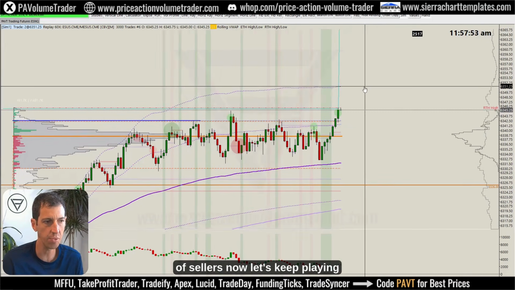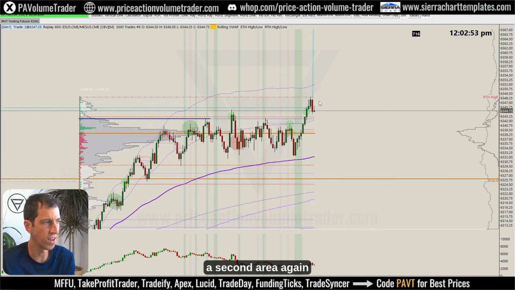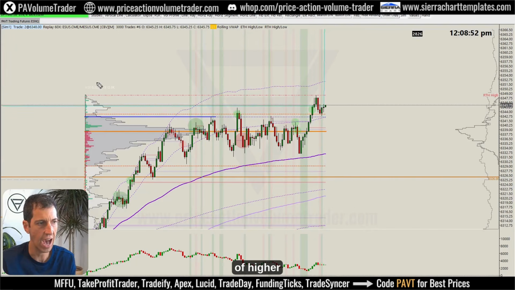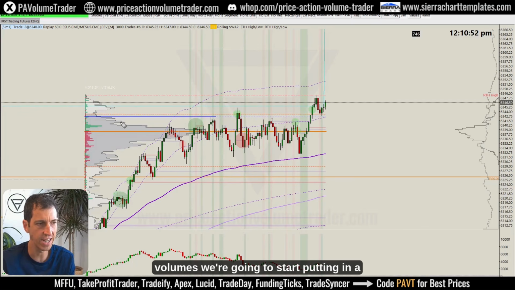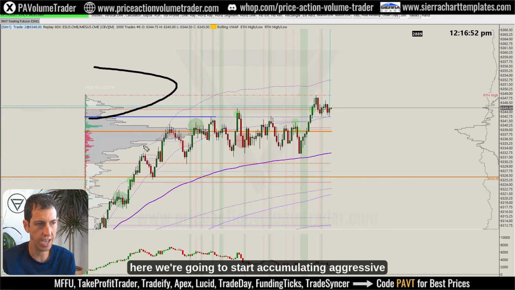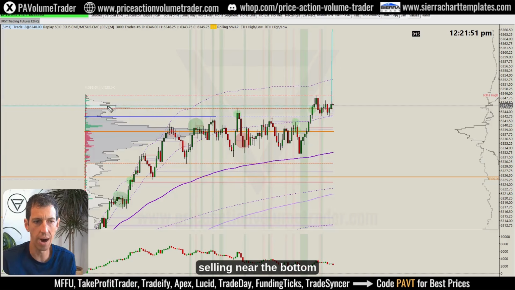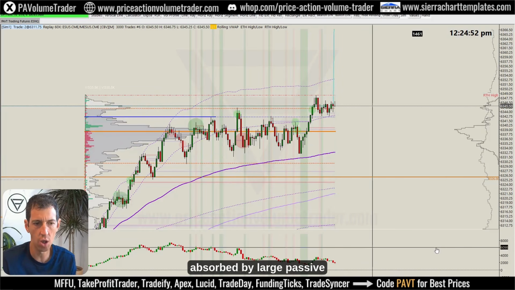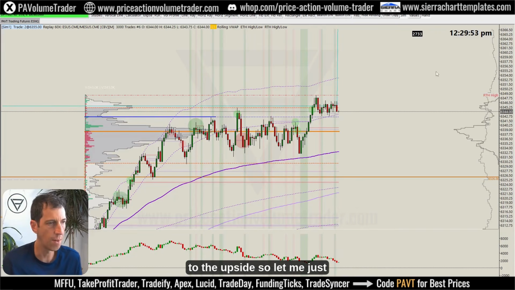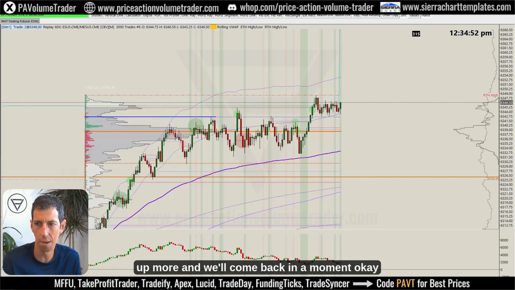Now let's keep playing this chart, and we're going to start forming now above here a second area again of higher volumes. We're going to start putting in a high volume node into this upper area, and just like here, we're going to start accumulating aggressive selling near the bottom that is going to be getting all absorbed by large passive buyers to push market up to the upside. So let me just pause and let this develop more, and we'll come back in a moment.